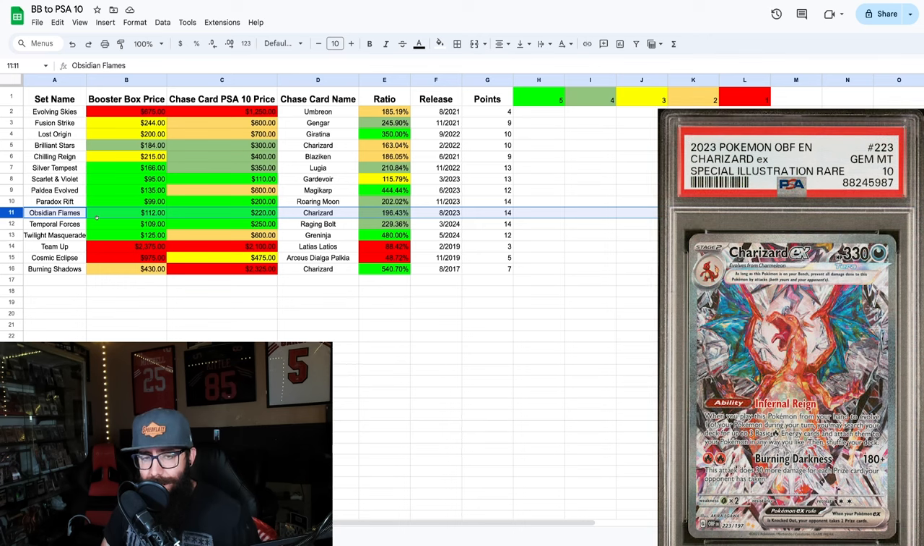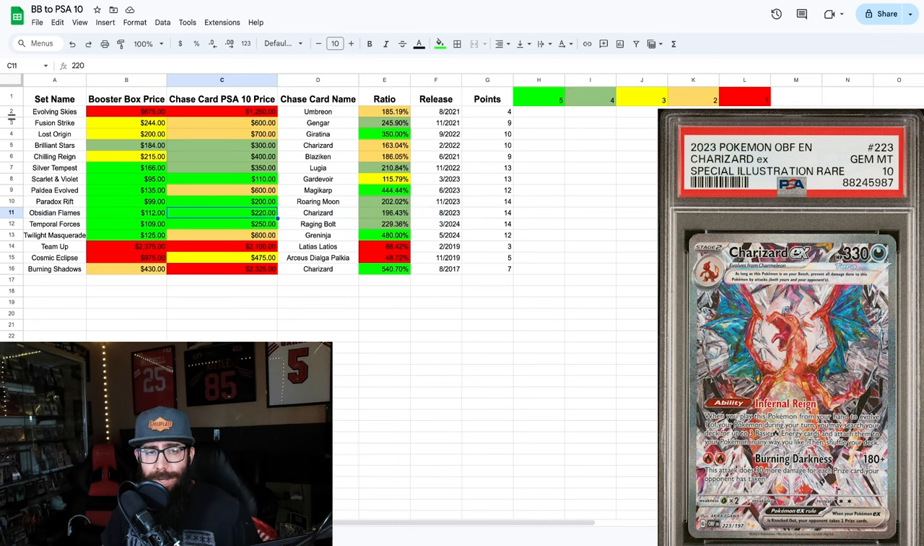Another set that I said was undervalued, and we've seen a recent uptick in price, up to $112 a box, is Obsidian Flames. I know, not the strongest set, but I do think that Charizard chase card is nice. So now we got 1.9. So these are all 14. All these next sets are at 14 points, which says high investability if you're reading the charts that way. Once again, we don't know exactly long term, but $112 a box, $220 for the chase card.